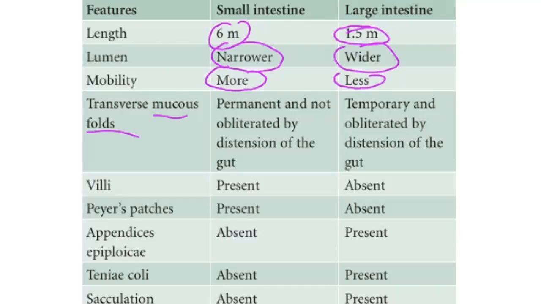There are villi and Peyer's patches in the small intestine, whereas villi are absent in the large intestine. There are no Peyer's patches in the large intestine, but the large intestine has appendices epiploicae, tinea coli, and haustrations, right?